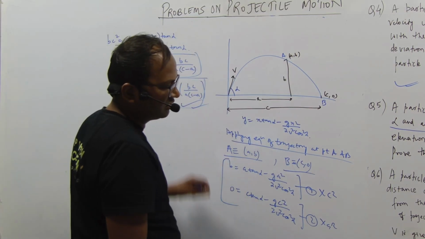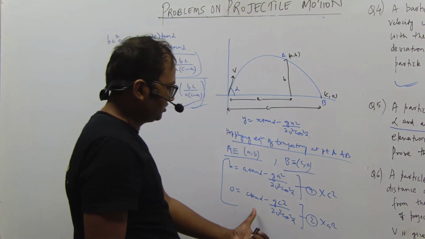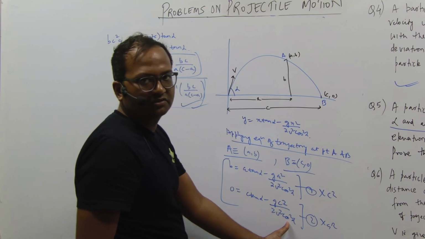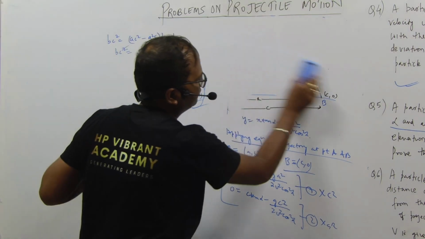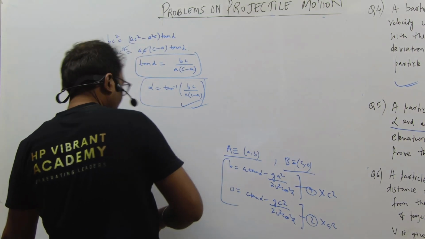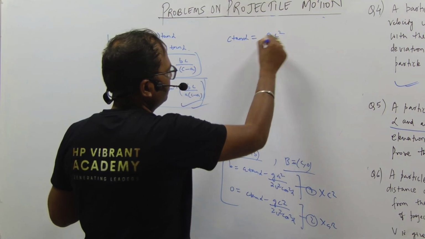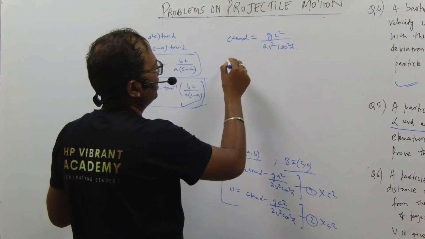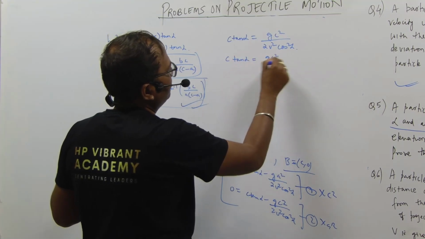Okay, so let us calculate the velocity of projection. How can we find the velocity of projection? Let us take this expression, c tan alpha minus gc square upon 2v square cos square alpha is equal to 0, and do further simplification. So we have c tan alpha is equal to gc square upon 2v square cos square alpha.